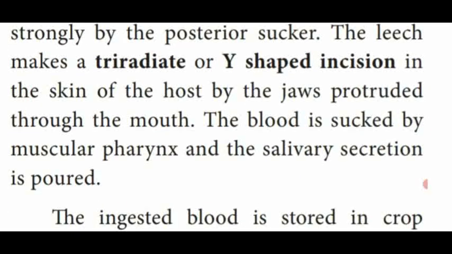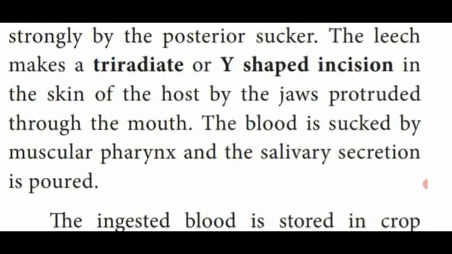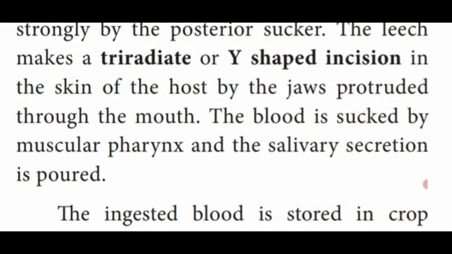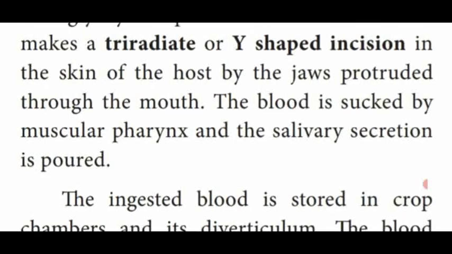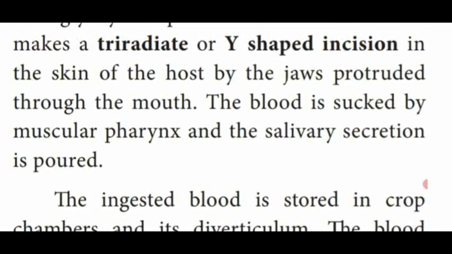Then after that, the blood is sucked by the muscular pharynx, which is present below the buccal cavity, and the salivary secretion is poured. So the blood is sucked by the muscular pharynx and the salivary secretion is poured. At the lateral portion of the pharynx are the salivary glands. So these salivary glands are now filled with blood with the help of the muscular pharynx.